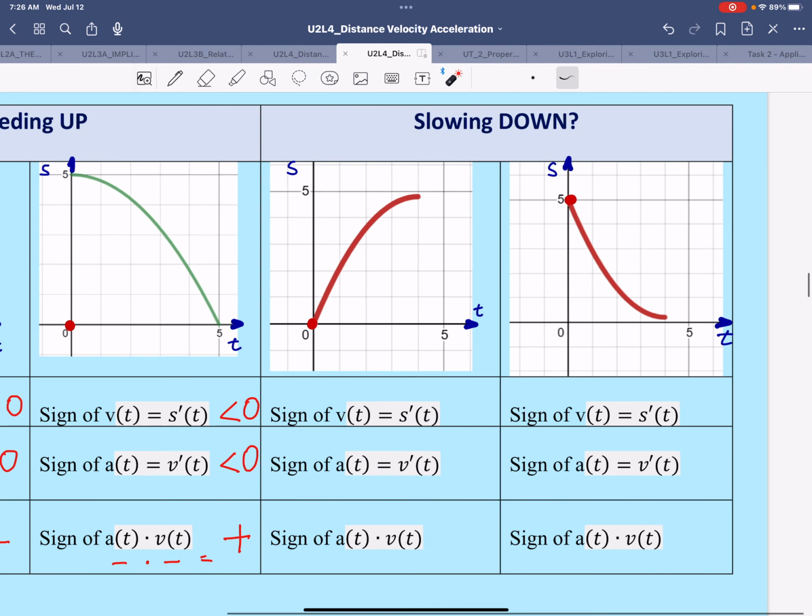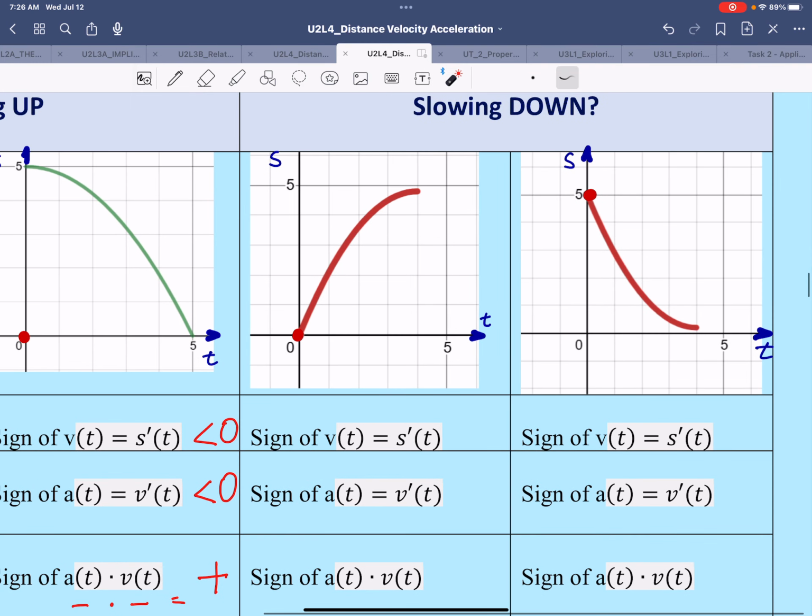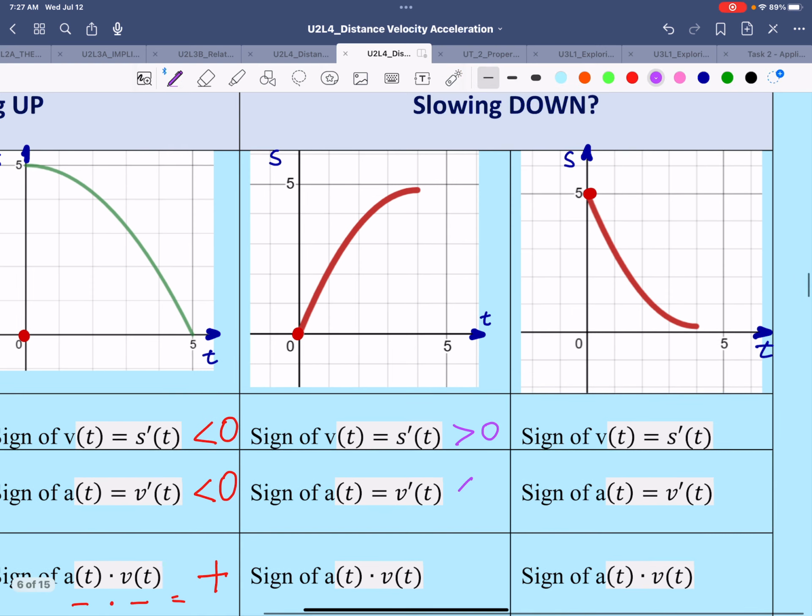We analyze the slowing down motions in exactly the same way as speeding up. So we study the sign of velocity. Look at velocity here, slope of tangent, positive. So we're going to say that's a positive. Let's go purple this time. Let's take a closer look at velocity. Positive, less positive, less positive, becoming zero. That means velocity is decreasing. Rate of change of velocity is negative, and then acceleration is negative. So we're going to say the rate of change of velocity, or acceleration, is negative.